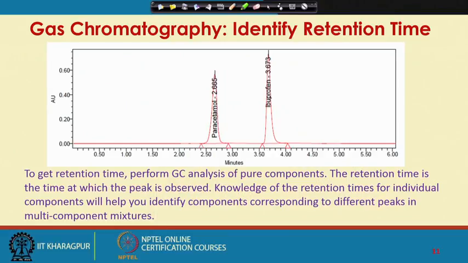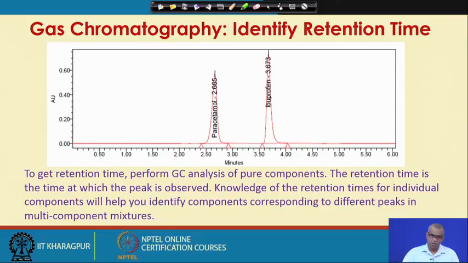Now, when I have a mixture of paracetamol and ibuprofen and I want to know how much of paracetamol and how much of ibuprofen is there, I take this mixture, send it through the chromatography column along with the carrier, and the detector produces the chromatogram. The chromatogram will have two peaks. Since I know the individual retention times, I can find out which peak corresponds to paracetamol and which peak corresponds to ibuprofen.